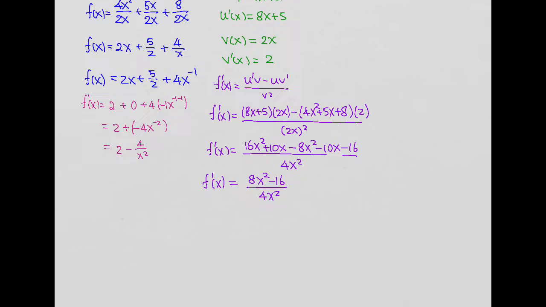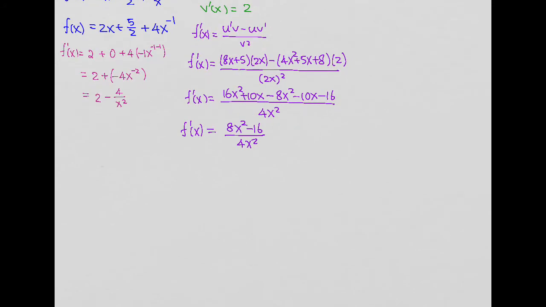And that's divided into two terms, so we can compare with the answer from the power rule. So we get 8x squared divided by 4x squared minus 16 over 4x squared. We reduce the fractions, and we're going to have 2 minus 4 over x squared. As you can see, they are the same answer.